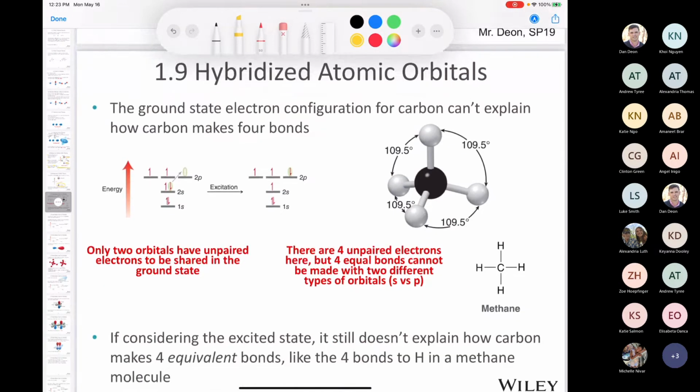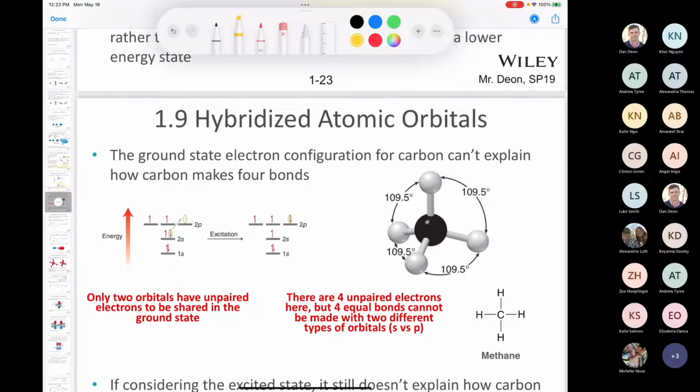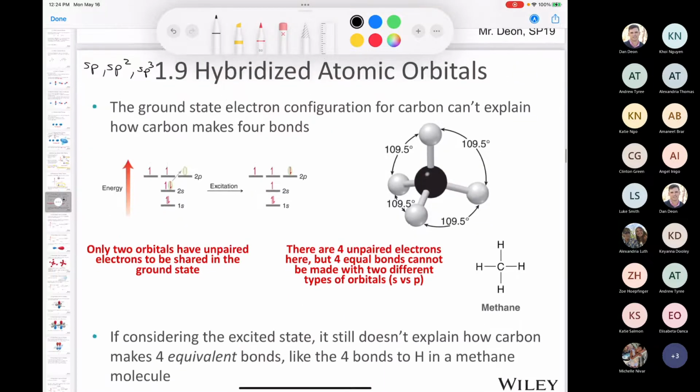Well, from that brings us to a section on hybridized atomic orbitals. And this is where we start covering things like sp, so you would have learned this in general chemistry, sp, sp2, and sp3 hybrid orbitals. These are very important in organic chemistry. They do come up a lot in this class.